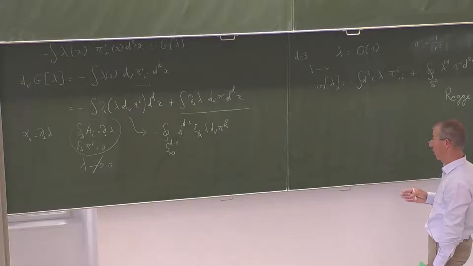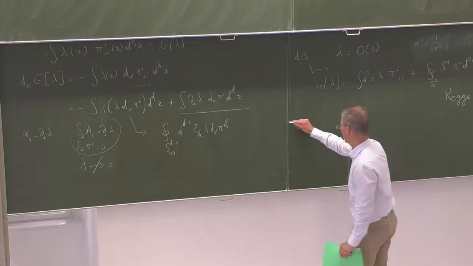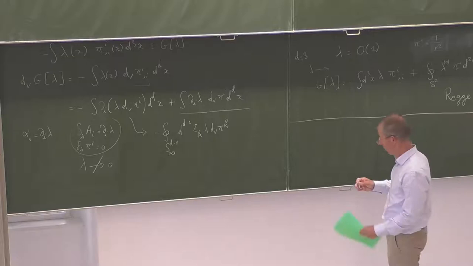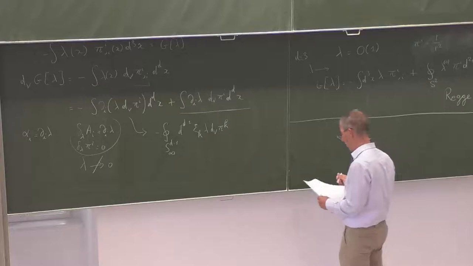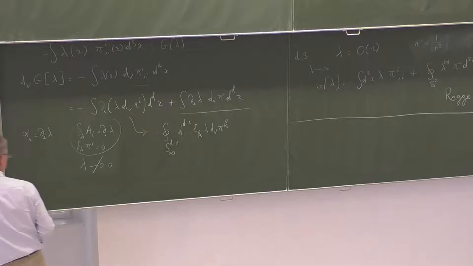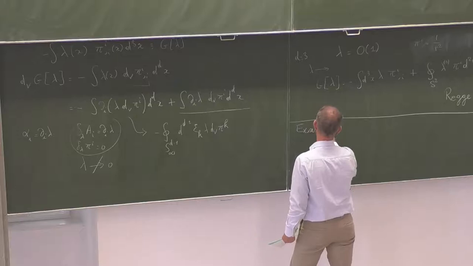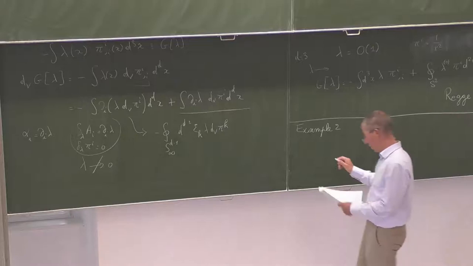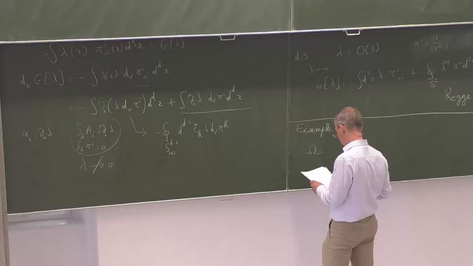And I would like to take another example also from electromagnetism, in which some puzzling, intriguing features emerge. And that is when the symplectic structure contains also surface contributions, is not canonical. So this is example 2. And example 2 is described by the following symplectic structure.